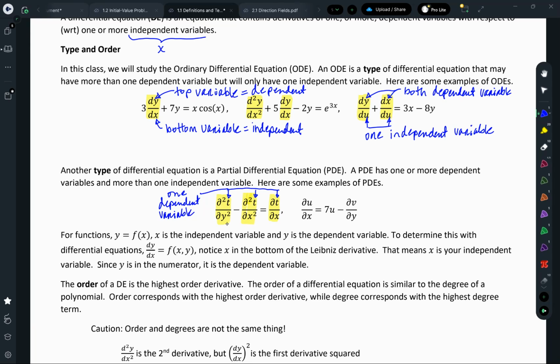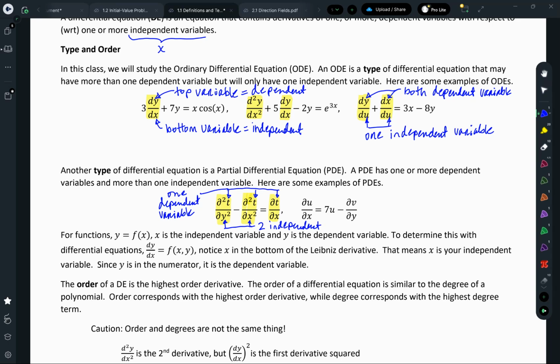But in the denominator, I'm seeing a y and an x. So what I'm seeing is two independent variables. Because there are two independent variables, I know that this is a partial differential equation. The other thing that lets me know is this funny notation. Instead of d's for the derivatives, we have what are called dels. They indicate the partial part of the derivative, and these are for when we have functions of more than one variable.